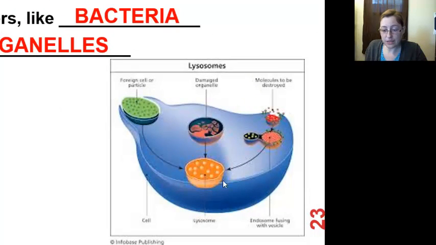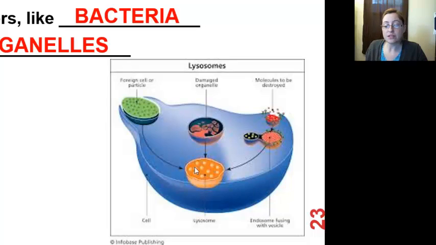Okay, we see a lysosome, and these are all the different things that can come into it. Here's a foreign cell or a particle, something that needs to be digested. Over here we have molecules that need to be destroyed. Maybe we have some viruses that have invaded a cell and we need to get rid of them. Or here we have an organelle and it's received damage in some way and it's no longer functioning.